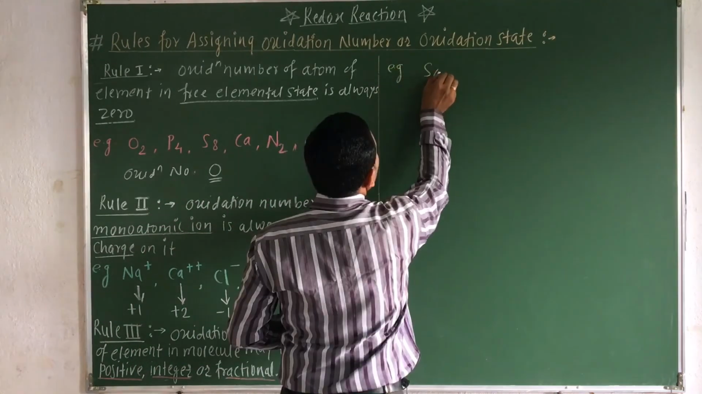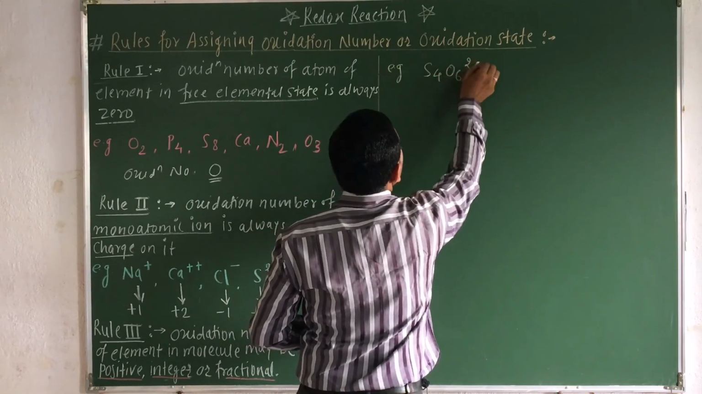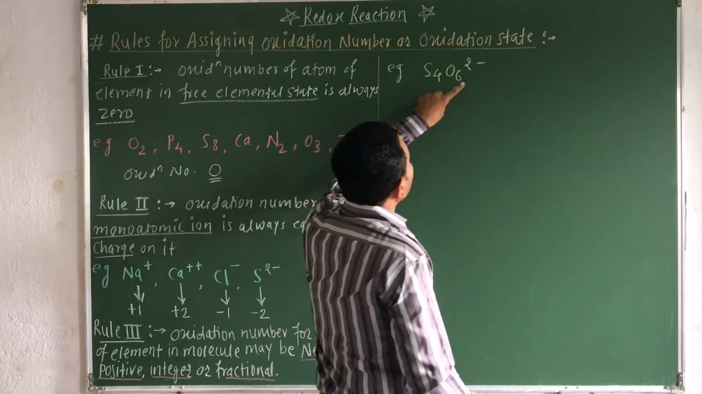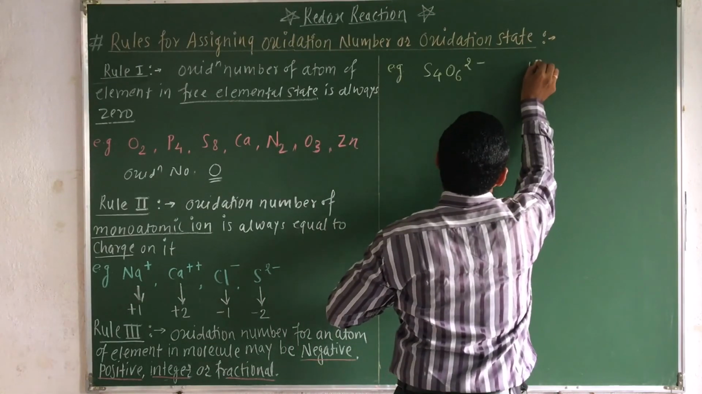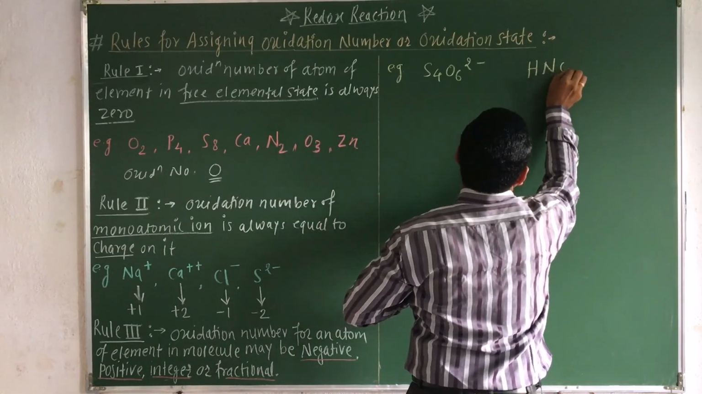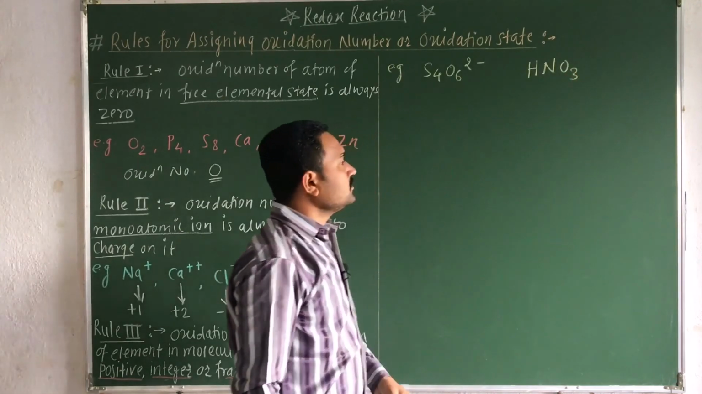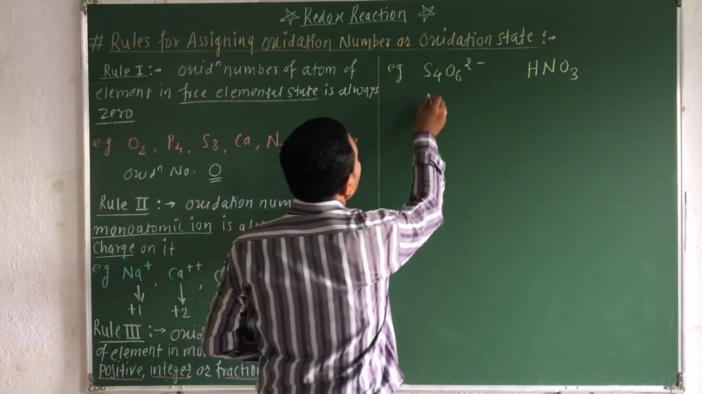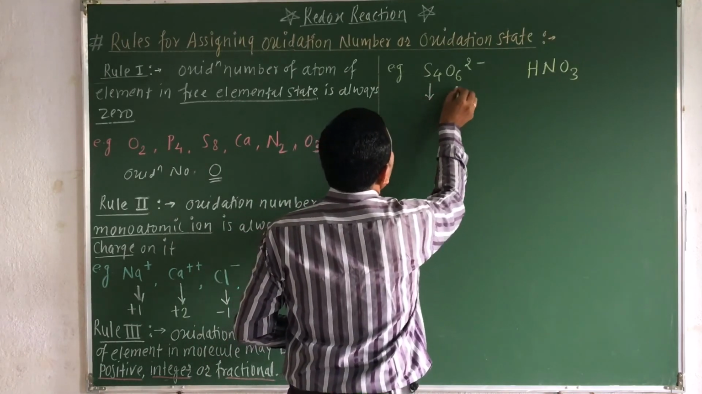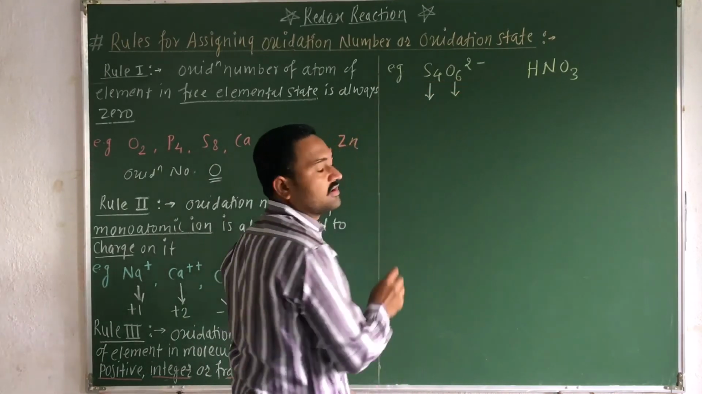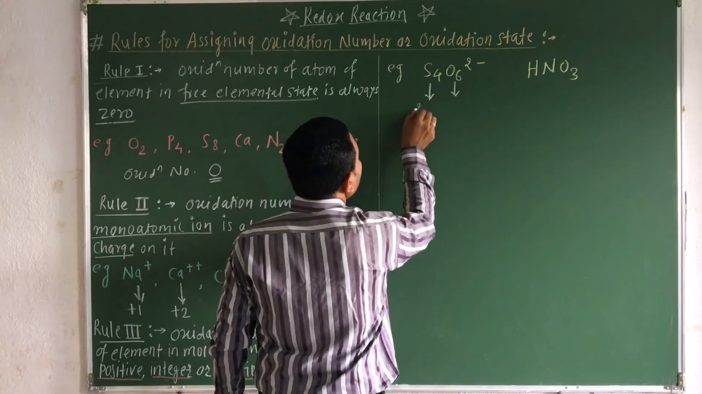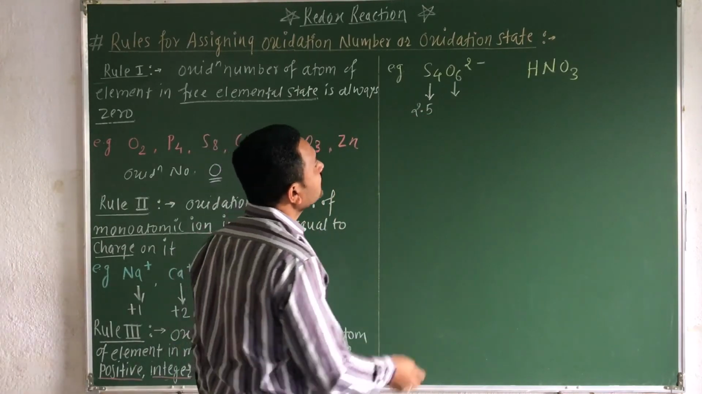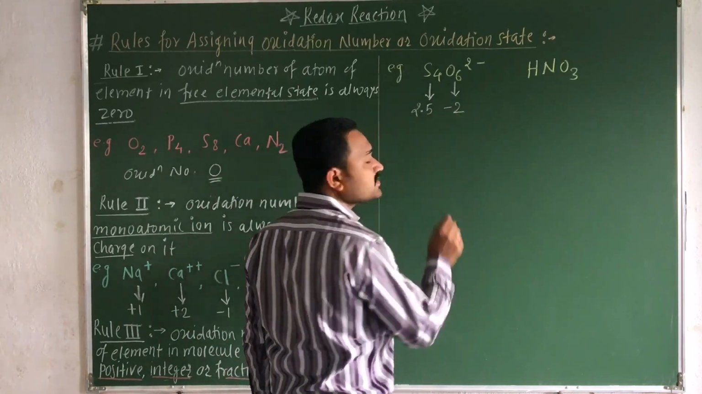Example, that is S4O6 2 minus. It is ion one. Okay, S4O6 2 minus, and let us consider another simple example, HNO3. Okay, you don't know the exact all rules one, but I will tell you here. If I am going to calculate the oxidation number for this sulfur, it is found to be 2.5. That means it is in fraction. 2.5 is a fractional number.